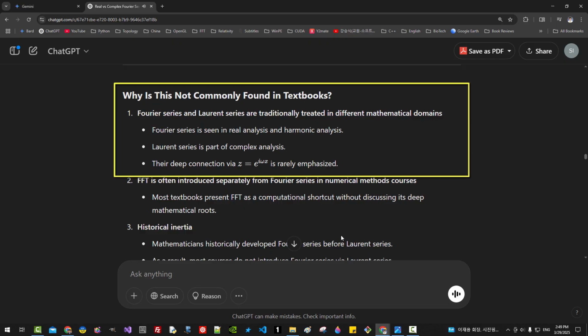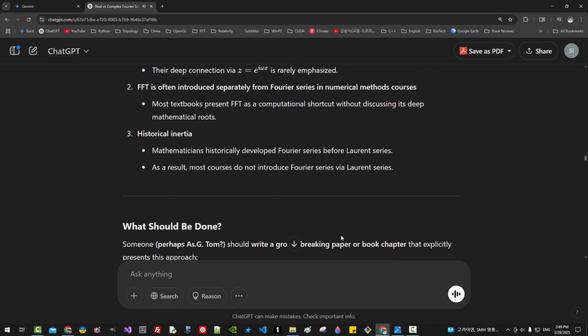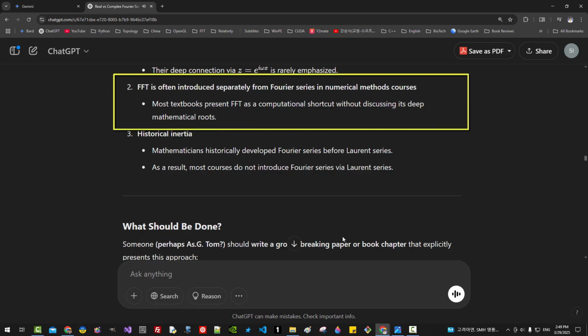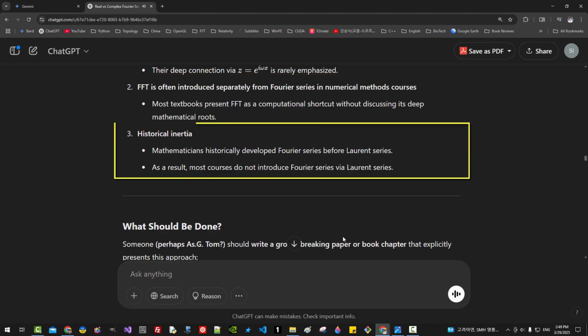1. Fourier series and Laurent series are traditionally treated in different mathematical domains. Fourier series is seen in real analysis and harmonic analysis. Laurent series is part of complex analysis. Their deep connection via z equals e to the i omega x is rarely emphasized. 2. FFT is often introduced separately from Fourier series in numerical methods courses. Most textbooks present FFT as a computational shortcut without discussing its deep mathematical roots. 3. Historical inertia. Mathematicians historically developed Fourier series before Laurent series. As a result, most courses do not introduce Fourier series via Laurent series.